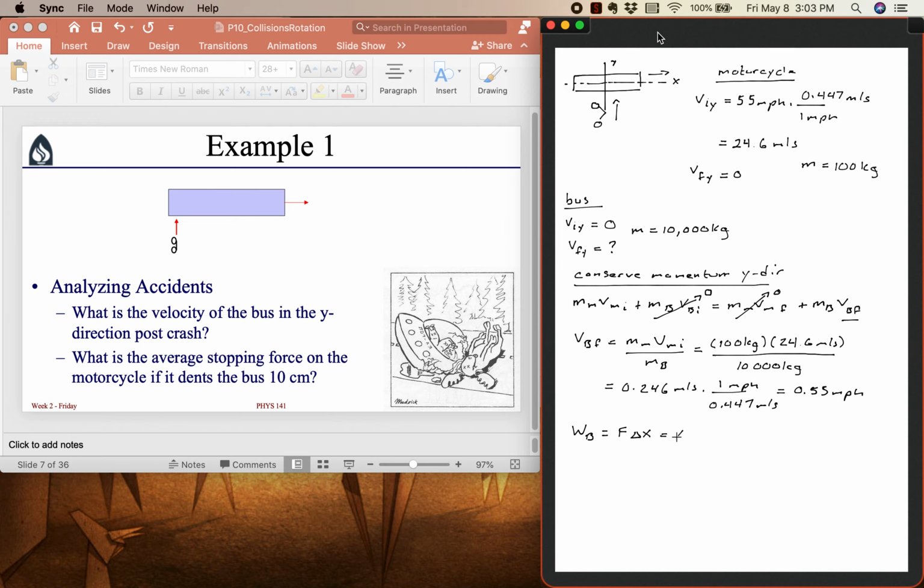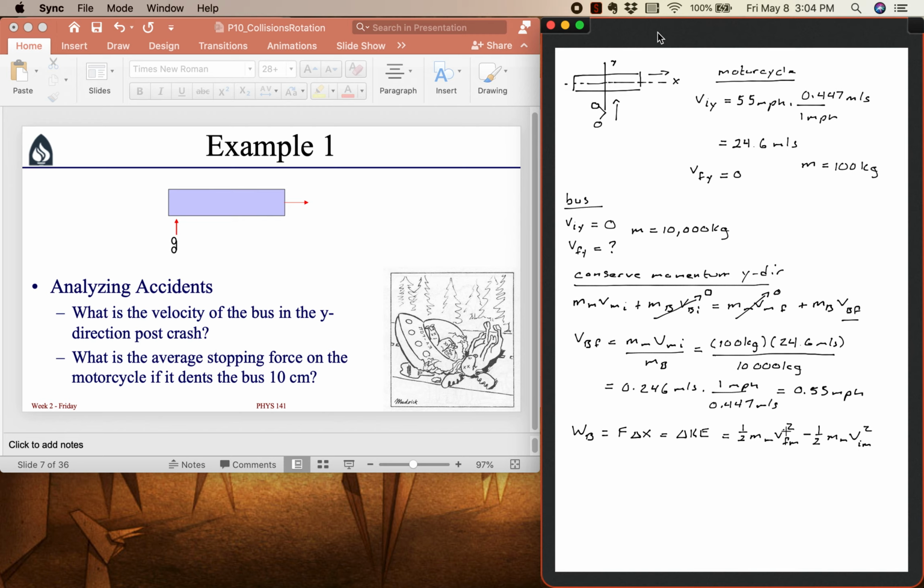And then that's going to be equal to the change in the kinetic energy of the motorcycle. So change in kinetic energy is 1/2 mass, and this is the motorcycle mass, final velocity of the motorcycle squared minus 1/2 mass of the motorcycle velocity of the motorcycle initial squared. So we have this difference in kinetic energy is equal to the work.